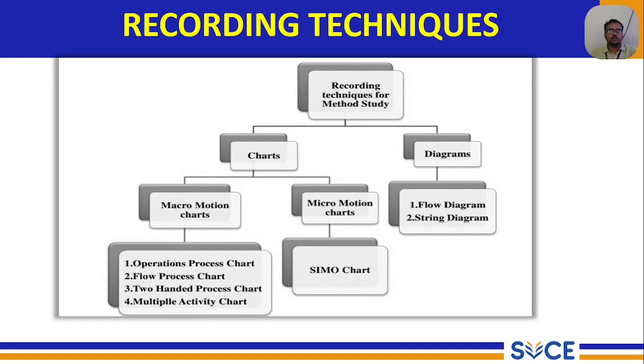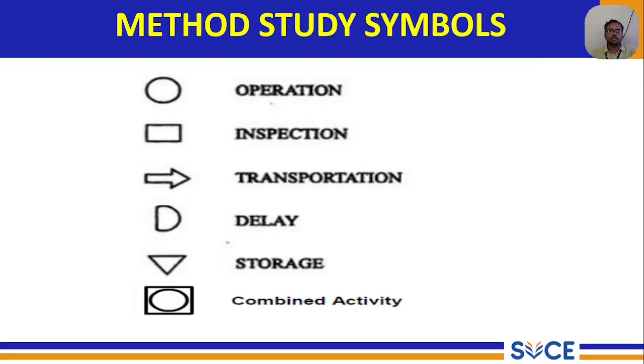So under macro motion chart, we have operation chart, flow process chart, two-hander process chart, and multiple activity chart. Under micro motion chart, we have a SIMO chart. We'll see about them one by one in detail.